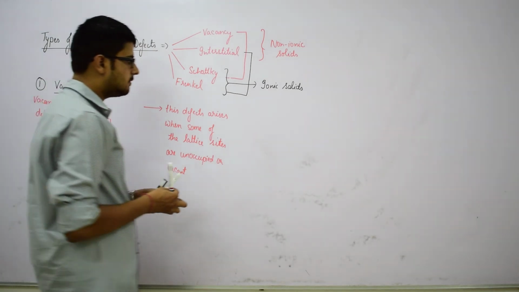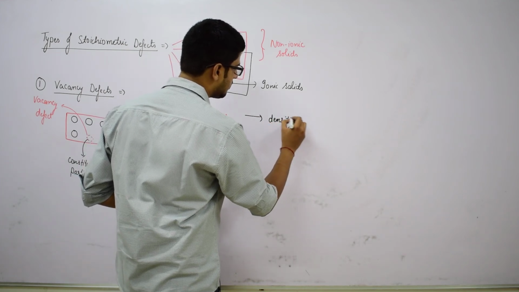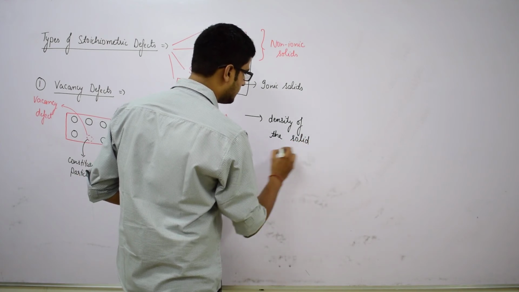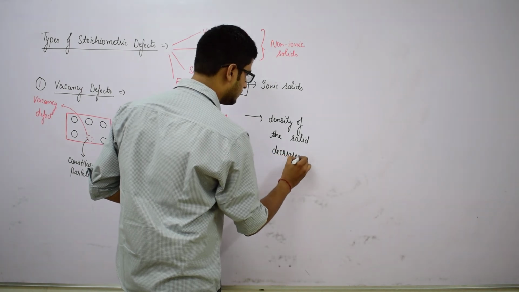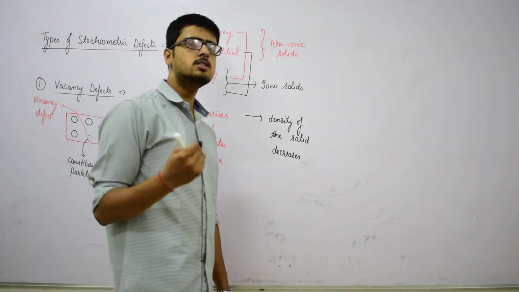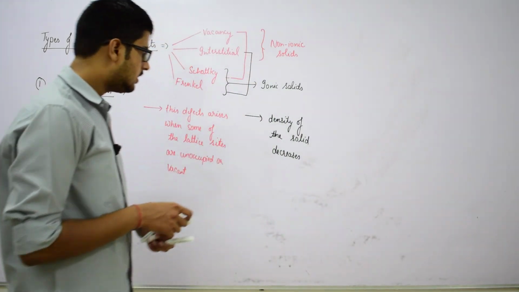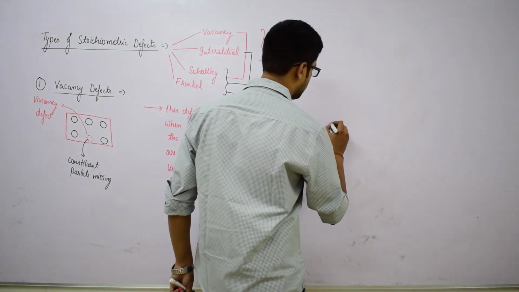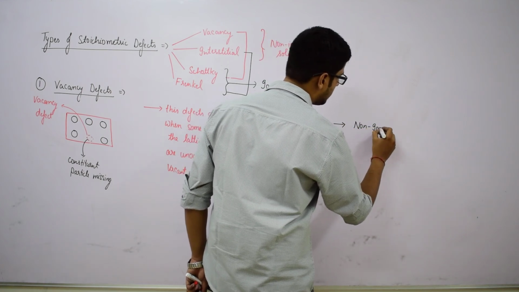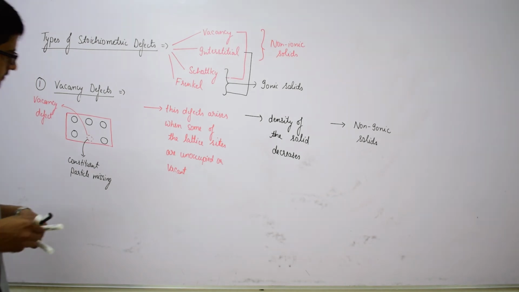The second point about this type of defect is that the density of the crystal decreases, because mass is decreasing. The density of the solid decreases because volume is constant and density is equal to mass upon volume. Since volume is constant and mass is reduced, the density will decrease. And the third point is that it is always found in non-ionic solids.